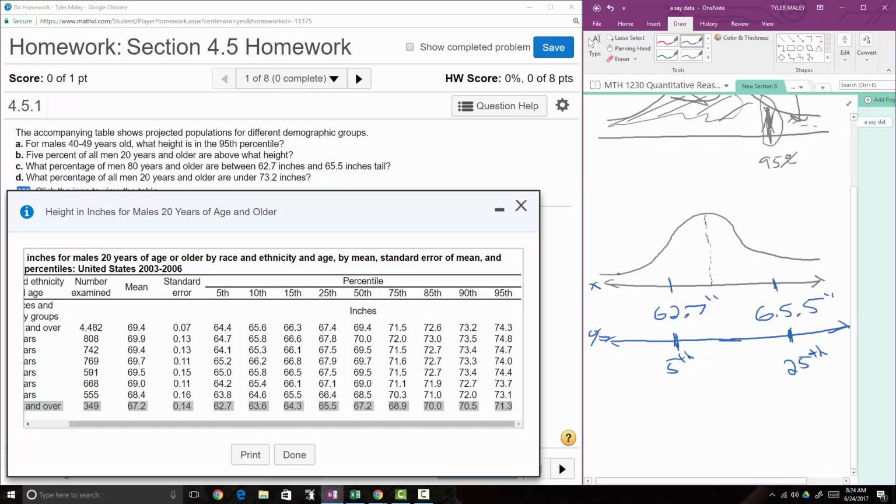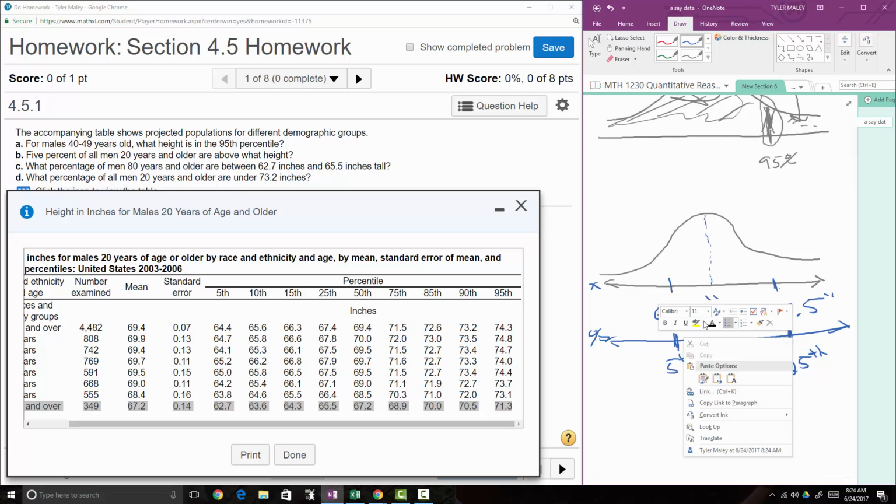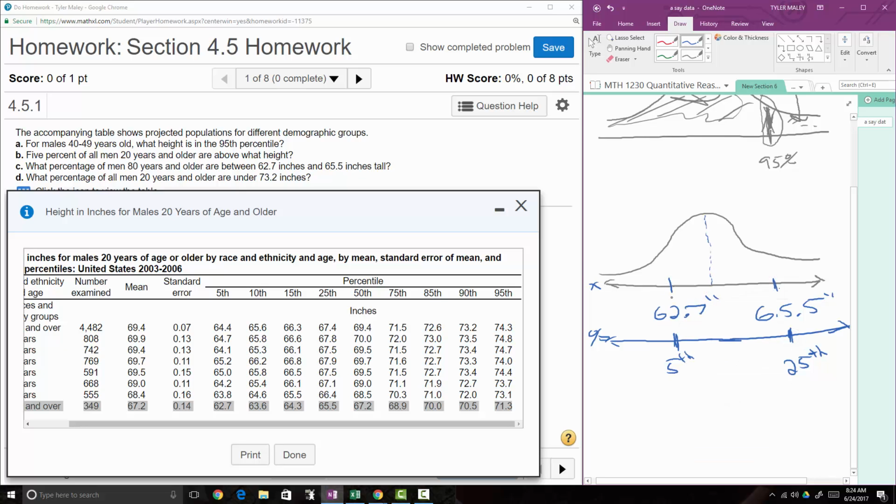Basically I'm drawing this to keep in my mind that I'm thinking of a curve, and we're trying to find the area underneath the curve. If I know that 62.7 matches up with the 5th percentile and 65.5 matches up with the 25th percentile, then what percent is in between would be the difference. So that would be 20%.